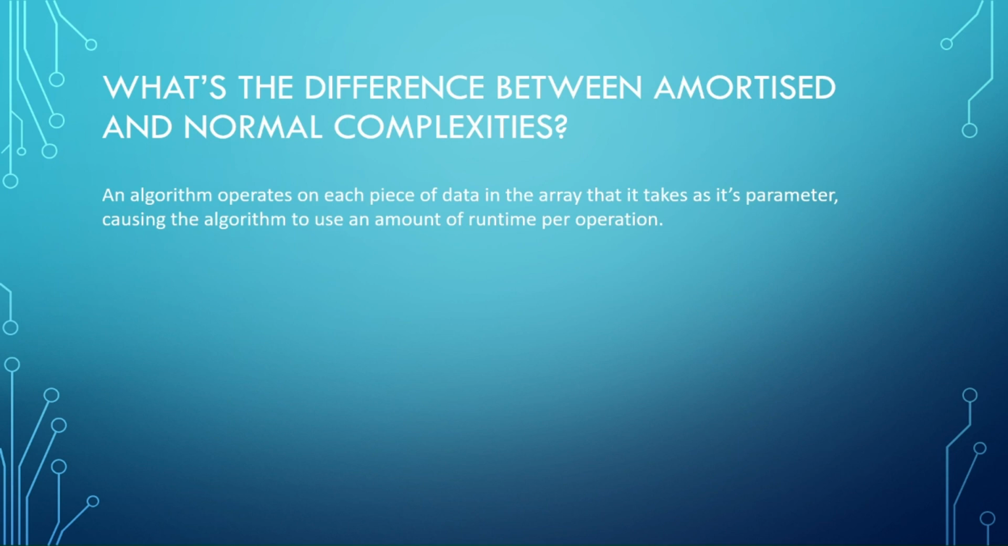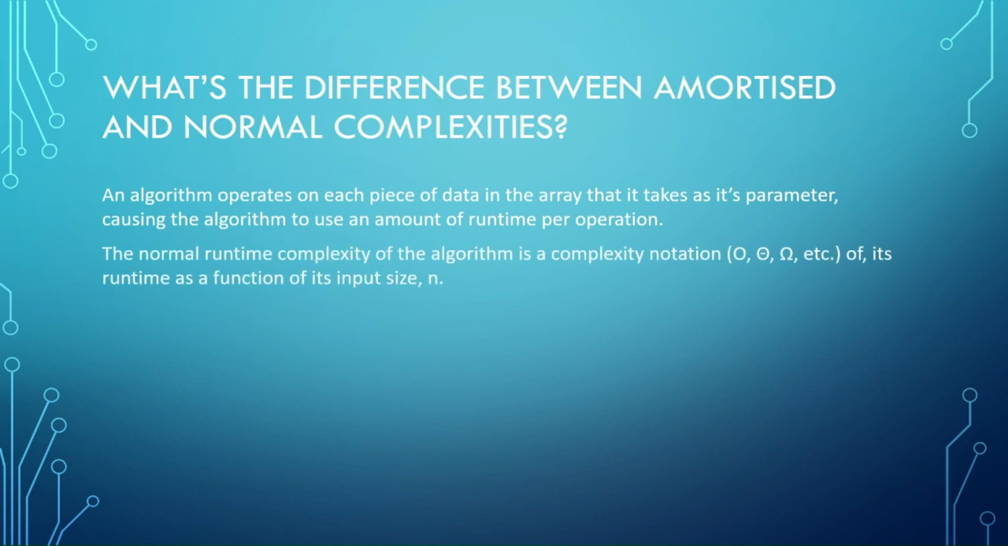An algorithm operates on each piece of data in the array that it takes as its parameter, causing the algorithm to use an amount of runtime per operation. So maybe for every element in the input array, it operates on each of these, which uses a little bit of its runtime. So the normal runtime complexity is the complexity notation, big O, theta, omega, etc. of its runtime as a function of its input size n. So maybe a big O of a function.